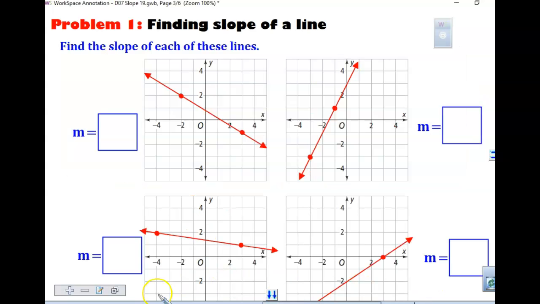So there's very few notes today. We're just asked to find the slope of each of these. And what I would like you to do is just pause the video and try it on your own. Try and find the slope of each of those, and then we will go through those. So pause it first, and then we'll look at them.